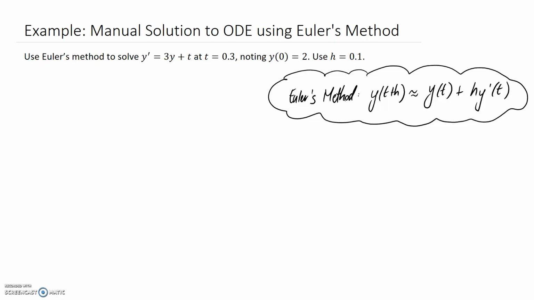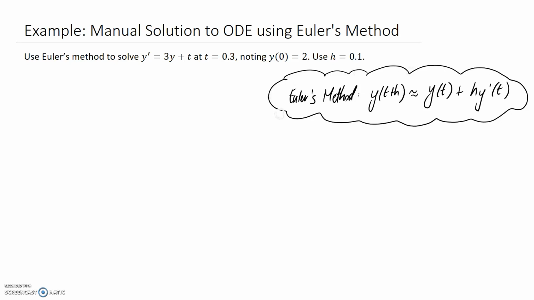So in this video, I'm going to manually apply Euler's method in order to solve a differential equation. The one that we're going to try and solve is y dash is equal to 3y plus t, and we're trying to get it up to t is equal to 0.3. We're given the initial condition, and we're told to use a step distance of 0.1.